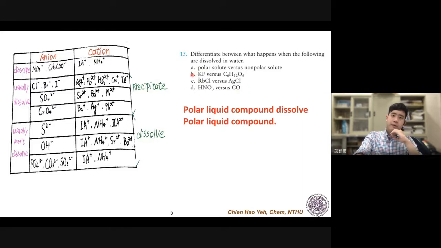So in part B and part C, potassium fluoride, let's see inside this chart. Okay, we see over here, potassium is a first A family element. So basically, when you see a first A family cation, no matter what anion it meets, it will always dissolve inside the water. So potassium fluoride can dissolve in water. This is for sure. And this is glucose, 葡萄糖. Glucose, as you know from common sense, is sugar. So I think it's common sense that it can dissolve in water.